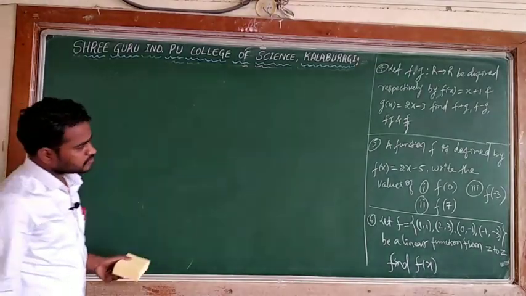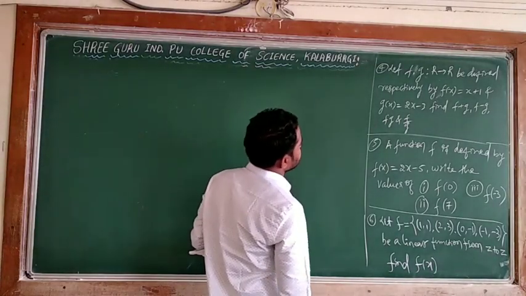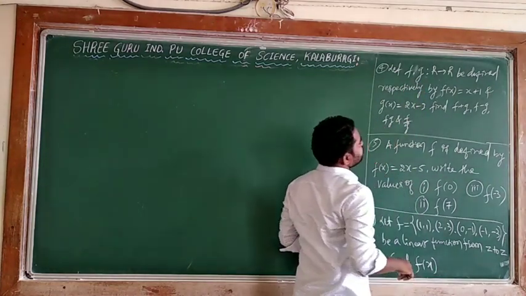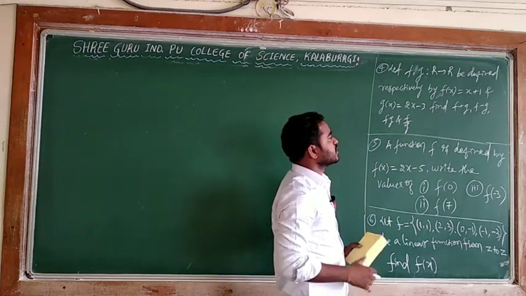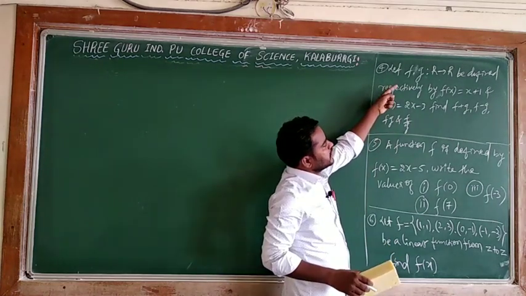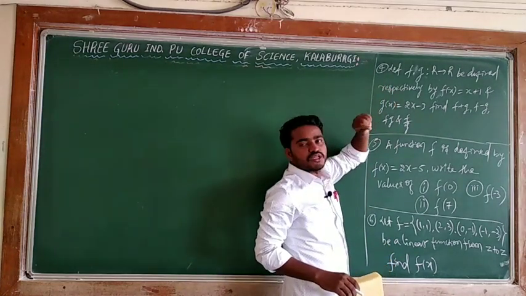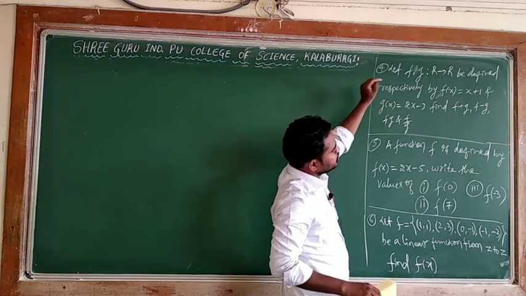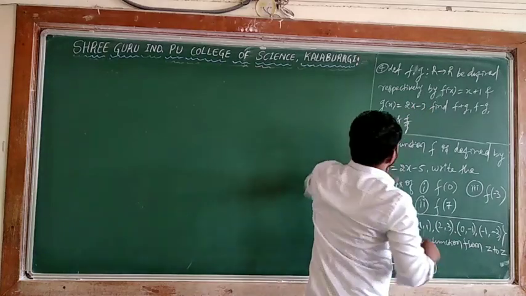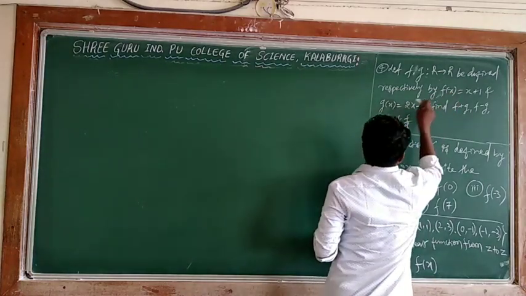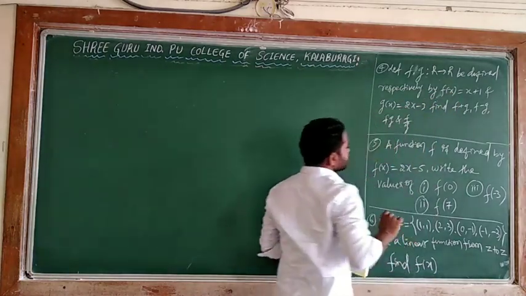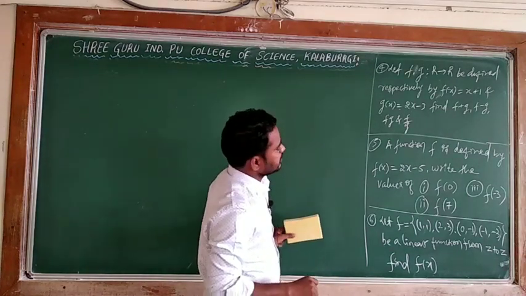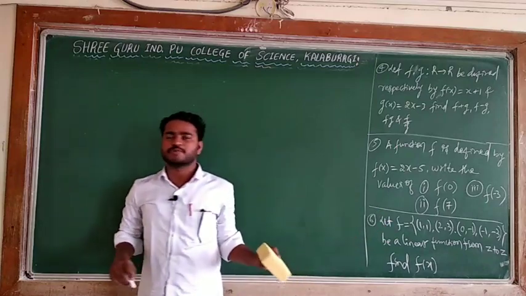Now, question number 4. Here he has given, let f comma g from real number to real number. It means two functions are given, and both domain and range are real numbers. F of x and g of x are defined respectively, with both values given, and find f plus g, f minus g, f multiplication and division. It is like the previous problem we had done.